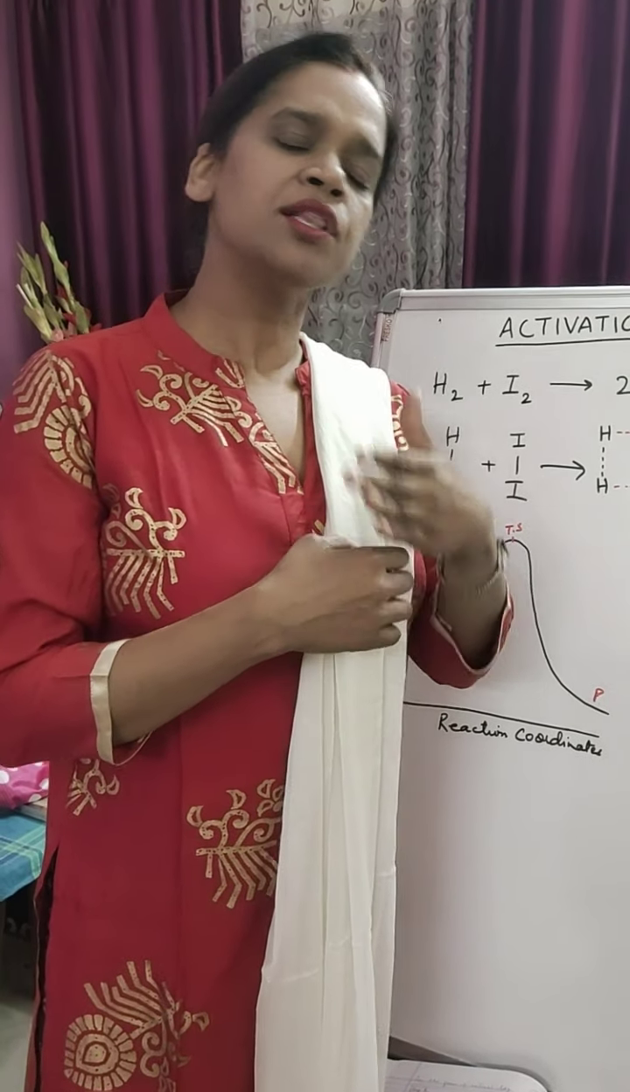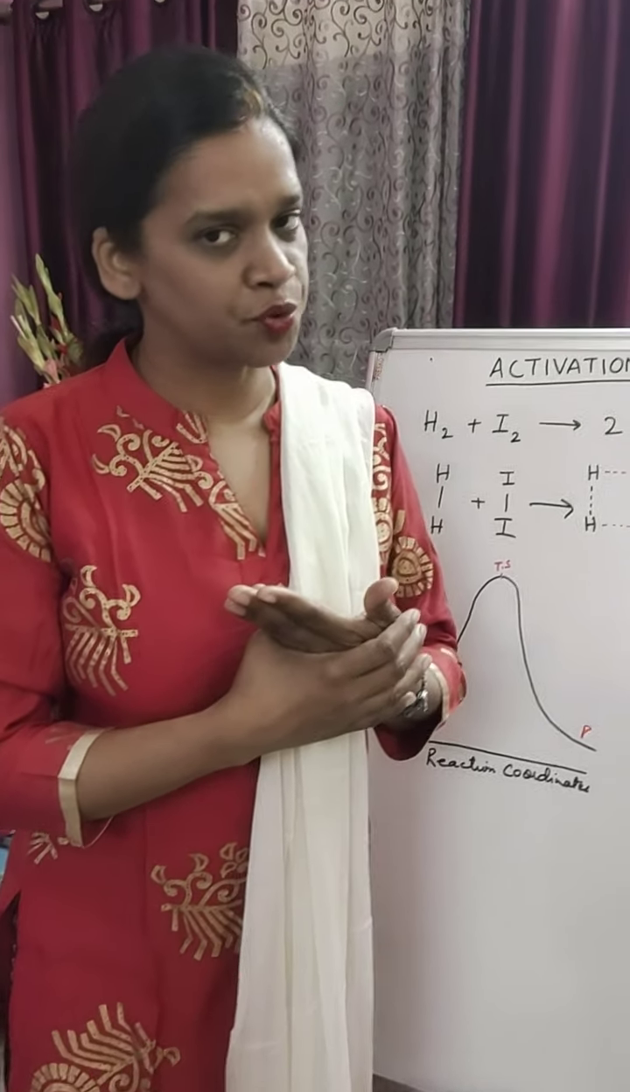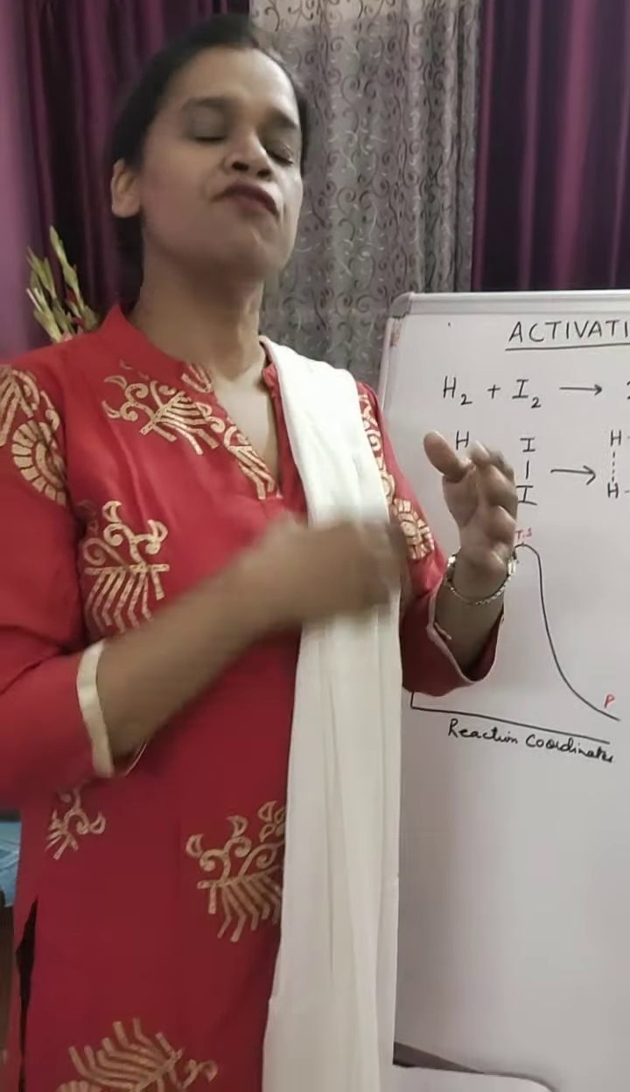Now, merely all the collisions will not lead to conversion into product. Only a few of the collisions will be fruitful and lead to the conversion of the reactant into product. So let us understand it with the help of graphs and certain terms.